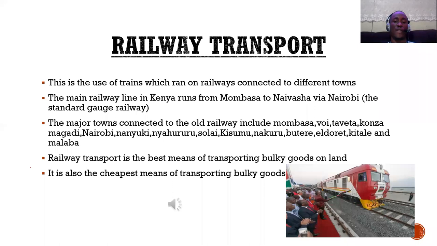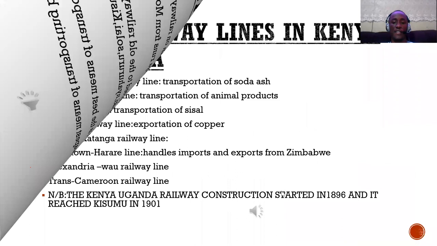And we are going to look at different railway lines within Africa. And most of these railway lines within Africa are used in transportation of minerals. So people don't depend on railway transport for movement. No, it is mostly for transportation of their goods. We can now move ahead and look at something different.